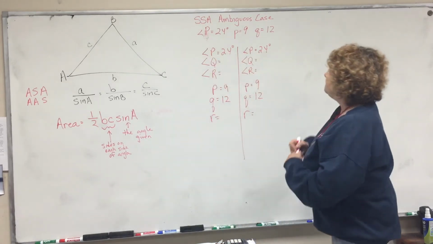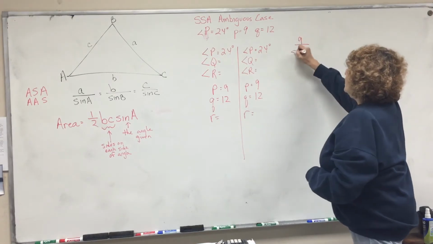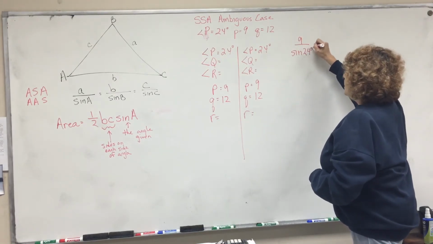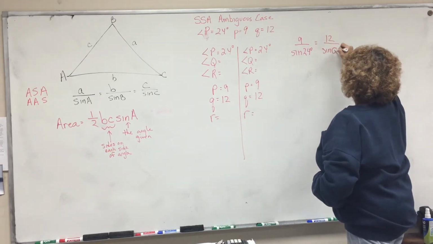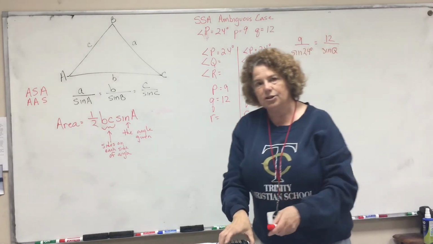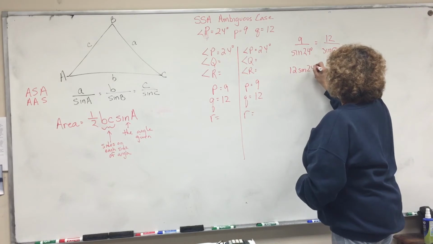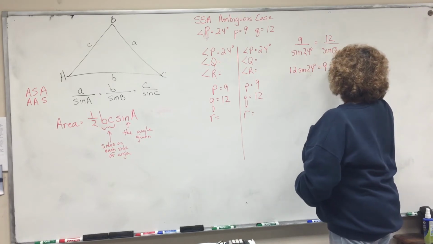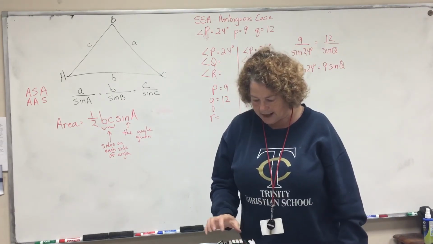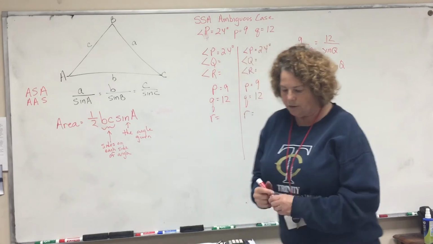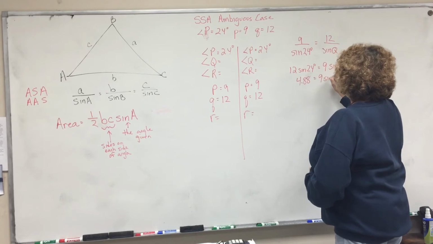So let's go ahead and do this problem. P over the sine of P equals Q over the sine of Q. So let's use our calculators to find that. We cross multiply. So we have 12 times the sine of 24 equals 9 times the sine of Q. So 12 times the sine of 24 is 4.88 equals 9 sine of Q.